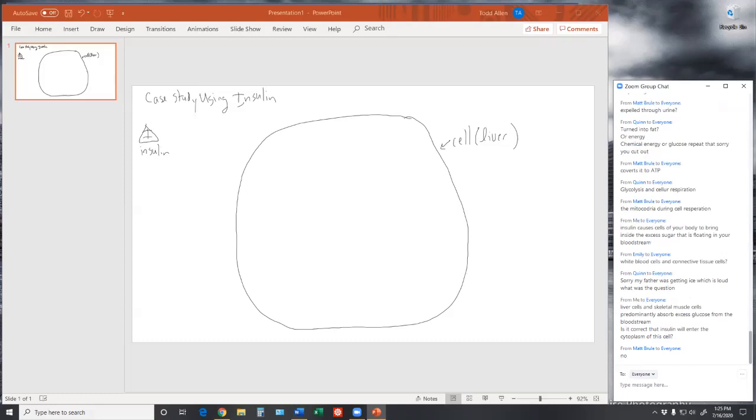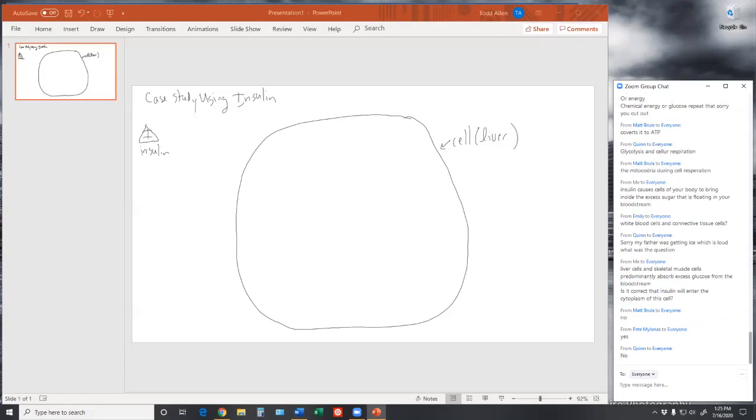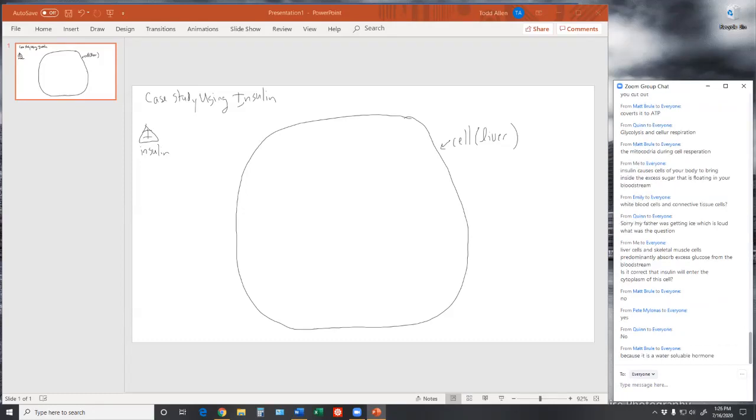Okay. All right, Matt says no. Do the rest of you agree with him? Okay. All right, so insulin will not enter this cell. Why not? Matt, very nicely done, right? Remember, insulin's water soluble. It's basically a chain of amino acids, and it does not have the right chemical makeup to pass through the phospholipid bilayer of the plasma membrane. So it cannot enter the cell.